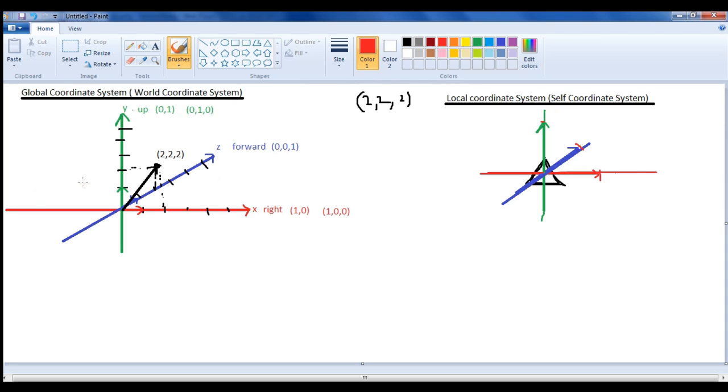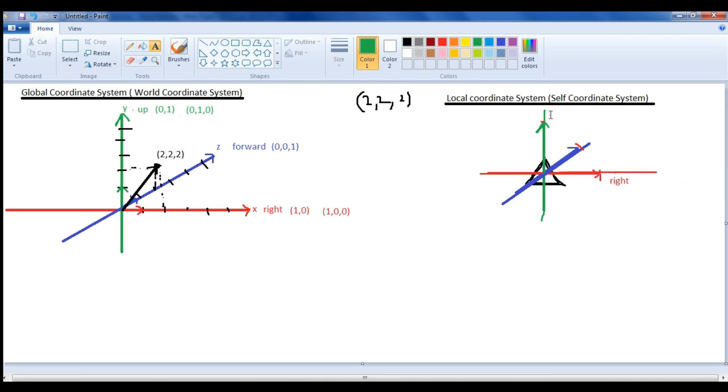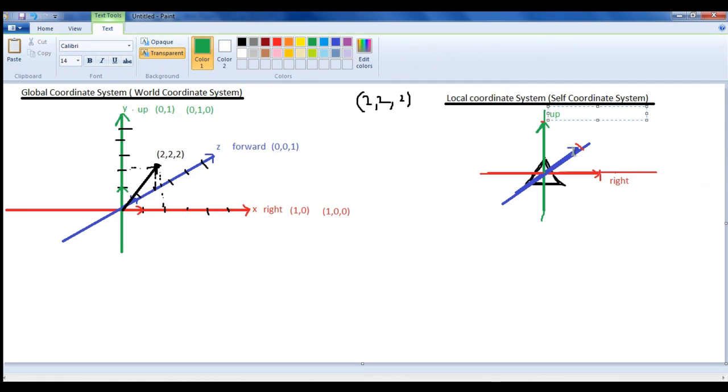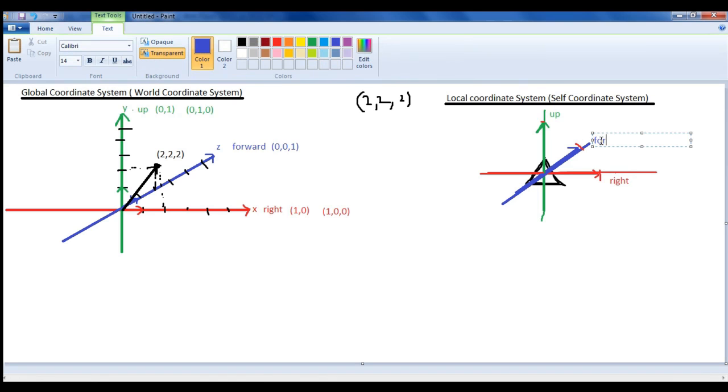Now let us understand what is the difference between local and the global. The global coordinate system will never change. It will always be the same. Understanding? Whereas the local coordinate system of a specific game object is going to change depending on its rotation. When you create a game object, by default, you have the right vector, you have the up vector, and you also have its z vector, that is actually the forward vector.